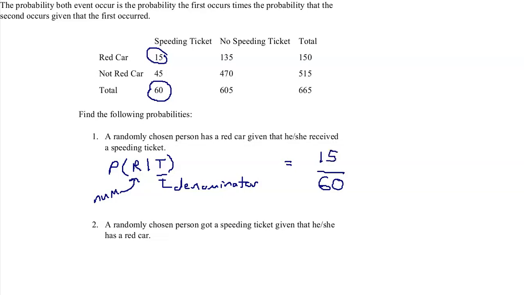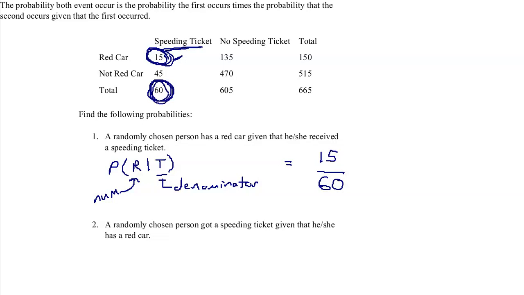The probability that somebody has a red car, given that they have a speeding ticket, is those who have red cars out of the speeding ticket group. 15 out of 60. Now let's look at number 2. It is not the same problem. It's very similar, but it is not exactly the same thing.